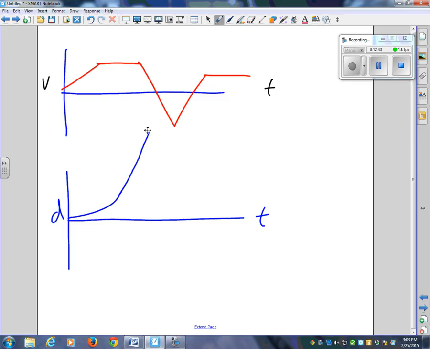Okay, then the velocity goes back down to 0. Does that mean that it then goes back down to a displacement of 0? No, it just means that it stops. Right? So now the d has to do what? It has to level off. So it continues to curve up, and then it levels off.